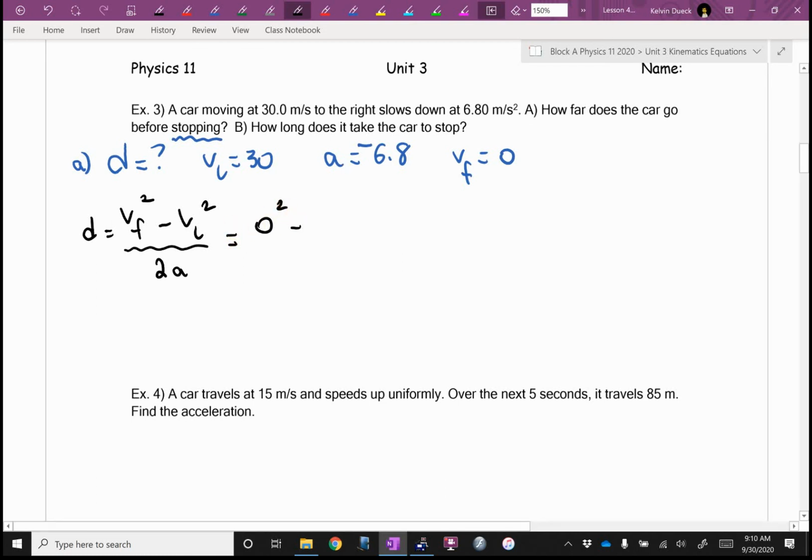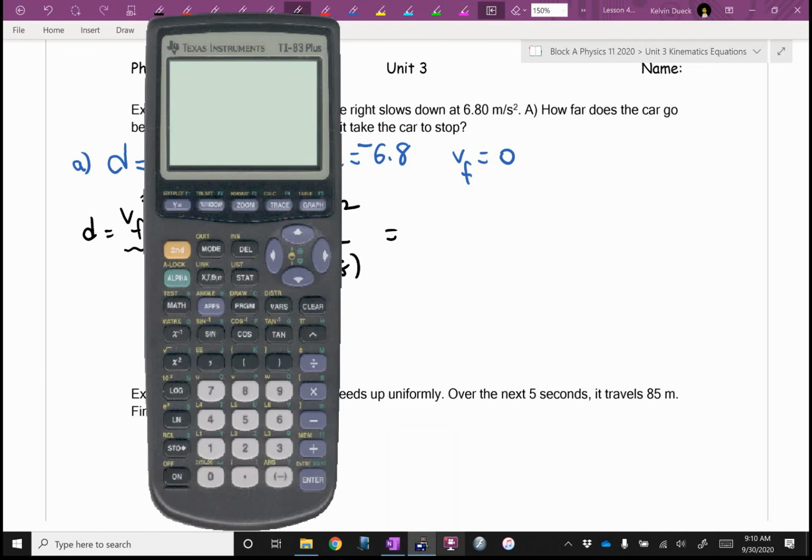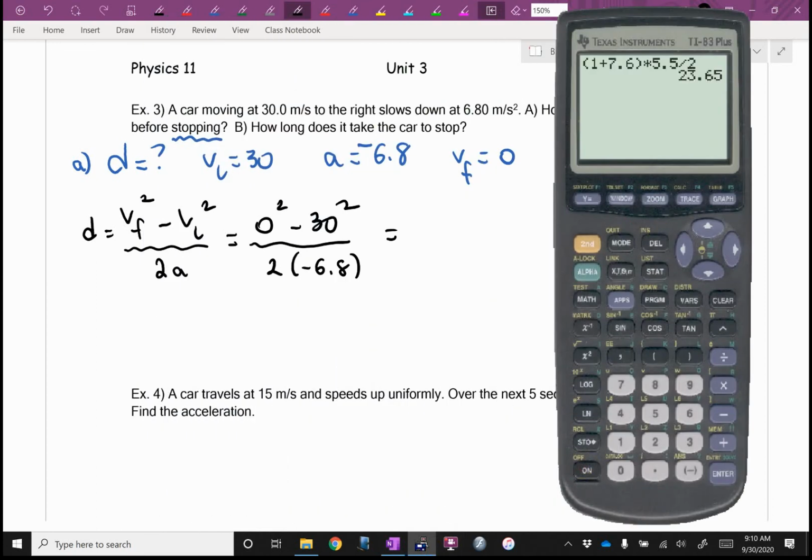0 squared minus 30 squared all over 2 times negative 6.8. Kiana, is this a fraction? Yes. Is there more than one thing on the top? Brackets are on the top. Is there more than one thing on the bottom? Brackets are on the bottom, unless you have one of the fancy calculators with the 2-line display. Amazingly, my graphing calculator does not offer that option. 0 squared minus 30 squared. I probably could have got away without typing the 0 squared. Divided by bracket 2 times negative 6.8.